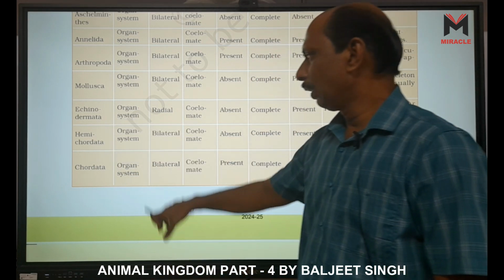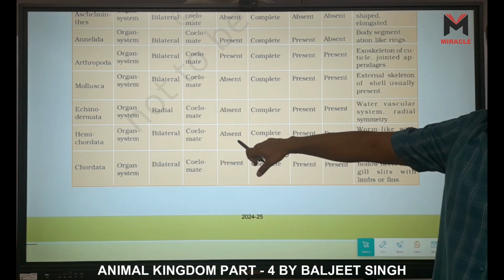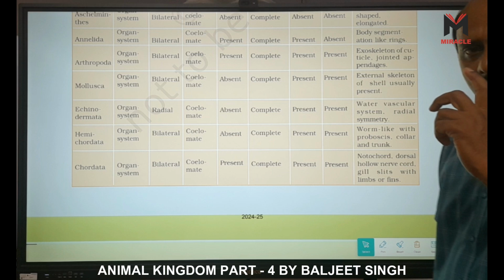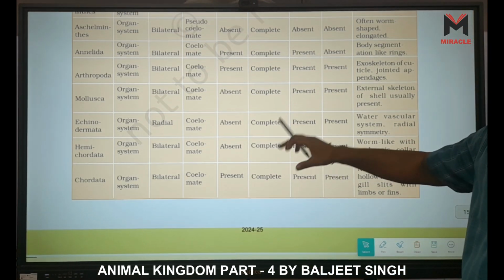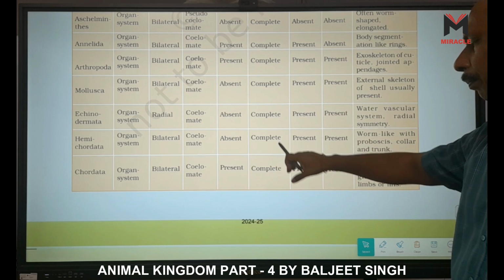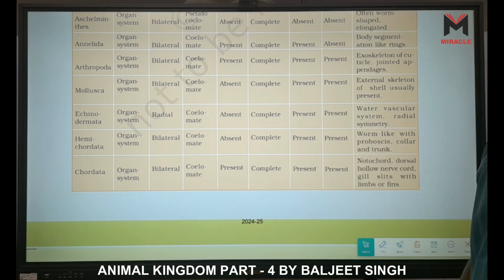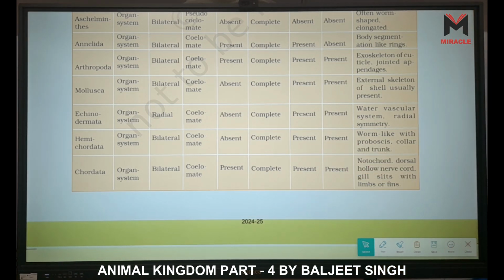Hemichordata means half chordates. Organ system level, bilateral, coelomate, segmentation is absent. The body is divided into proboscis, then collar, then trunk, right? Complete means mouth and anus are present, that is, the alimentary canal is complete. They have gills, right? Paired gills are there. The circulatory system is open type, right? Worm-like with proboscis, collar and trunk.